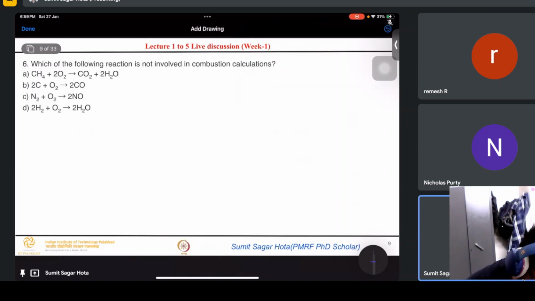Which of the following reactions is not involved in combustion calculation? I already told you this methane reaction, obviously it comes under our calculation. You know how carbon monoxide is obtained. Obviously this is correct, because 2C plus O2 gives 2 carbon monoxide. This is also a correct reaction.